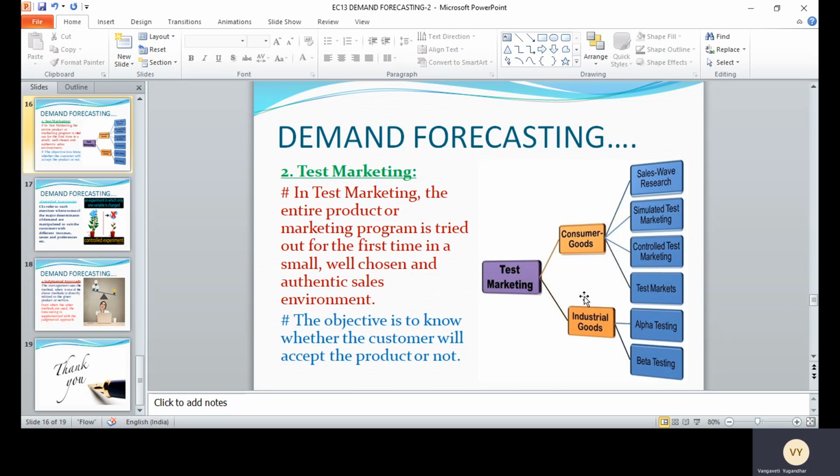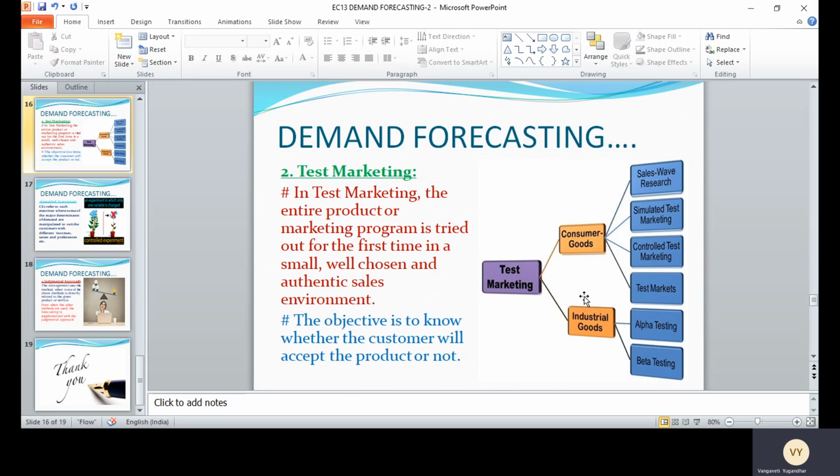Next, test marketing. Marketing and testing simultaneously. In test marketing, the entire product or marketing program is tried out for the first time. Usually in India, companies prefer Mumbai because there we can see potential buyers. Whatever is offered, they readily purchase, and Mumbai is the business capital of India. So first they choose one small, well-developed, well-designed area so that they can know the opinions of the people, whether it is sold or not. If it is not sold as expected, they can get the feedback.